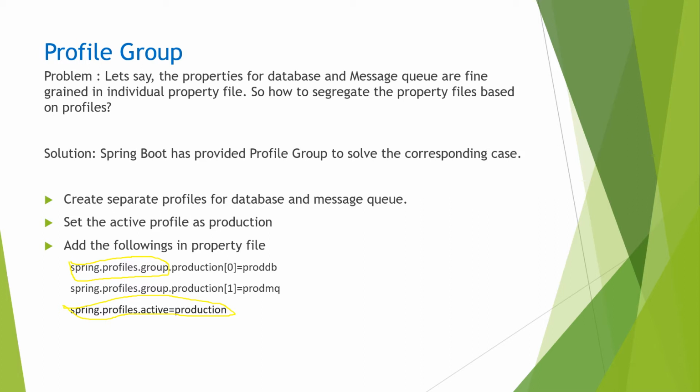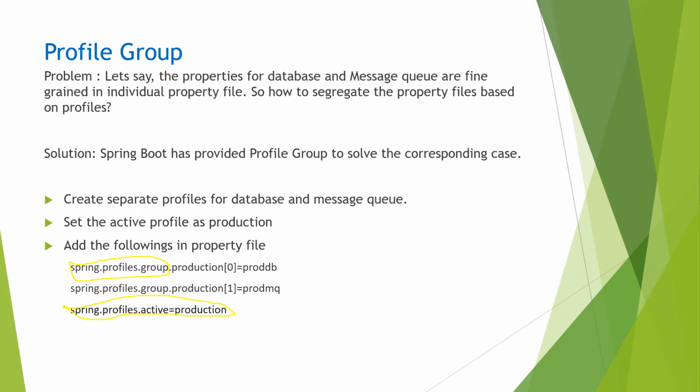And next what we can do, we can add that corresponding profile name. Whatever the profile name we have to set against the spring.profiles.active, that profile name we need to add, and that is an array. So this is a group. So we can say that, okay, first profile is that prod db, another we can say the prod mq.